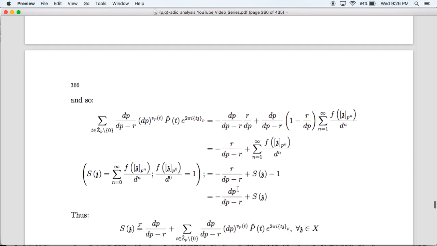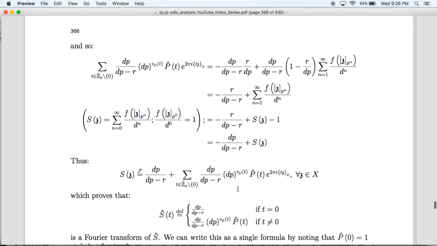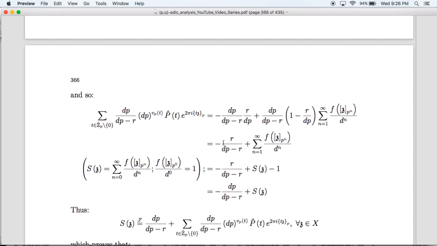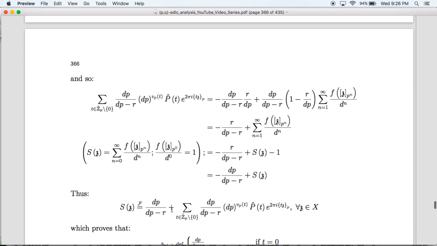And here we use this fact. So then, remember, this is summing over all non-zero terms. So we know that we sum all this. This right here is going to be equal to s of z minus 1. And so we get this, and we then get the full Fourier series by just adding the constant term.